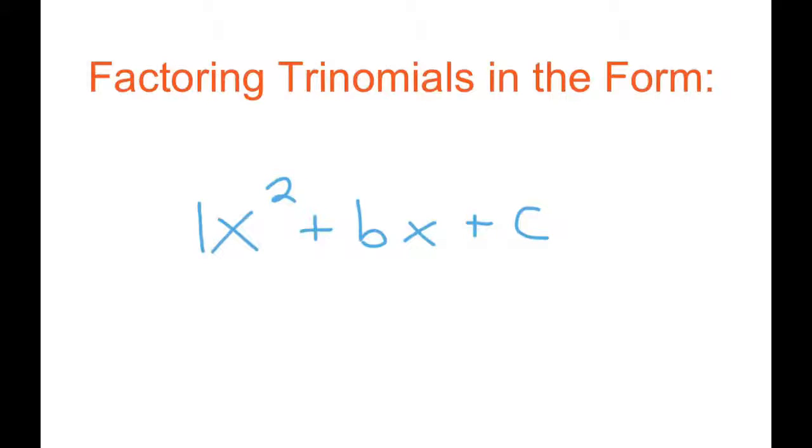Today we're going to look at factoring trinomials in the form 1x squared plus bx plus c. So the main thing here is the coefficient that goes with the x squared is going to be 1. Anything other than 1, we'll deal with that later. That involves a whole different type of factoring.